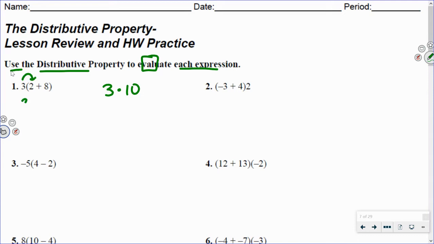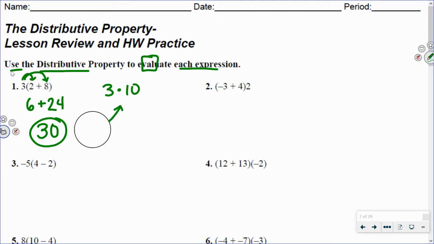Can we write 3 groups of 2? Well, sure, 3 groups of 2 is 6. What about 3 groups of 8? Well, 3 groups, 8, 16, 24. And it asks us to add together those 3 groups of 2 and those 3 groups of 8. Naturally, 6 and 24 makes 30. Now, if you do it correctly, you should get the same answer as using your parentheses, but we're not going to use our order of operations here. It's asking us to use the distributive property.